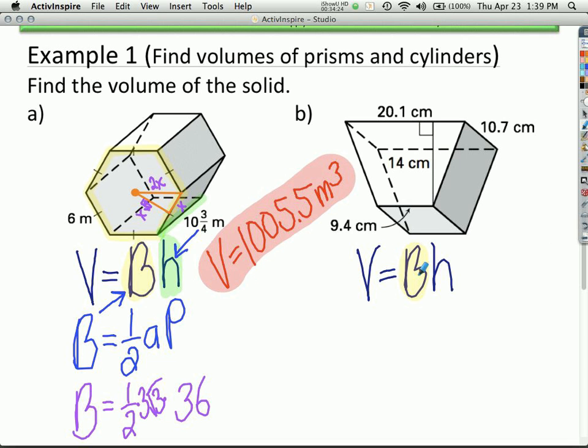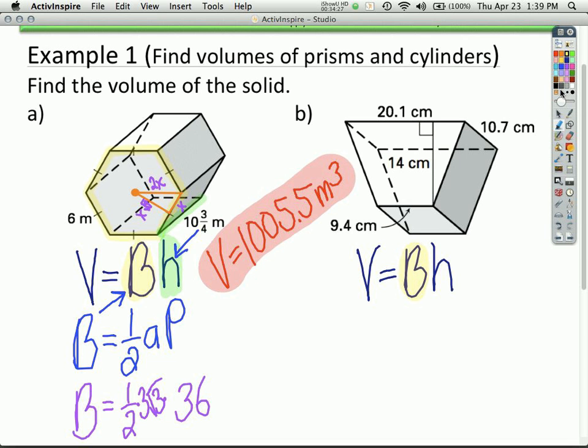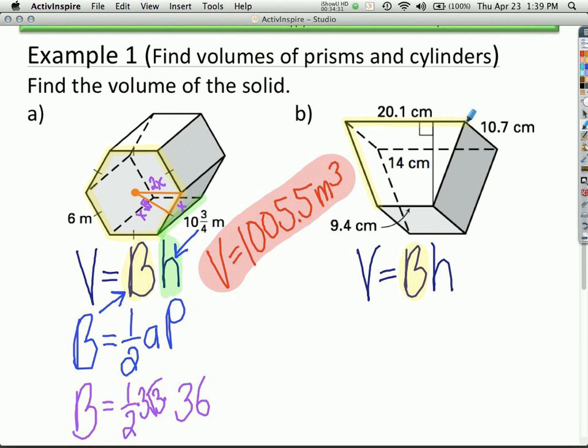John, you seem to be the master of the bases. Go ahead. Yeah, the trapezoidal faces are the bases. How do you find the area of a trapezoid? I'll give you a hint. It's just like a triangle, except one difference.